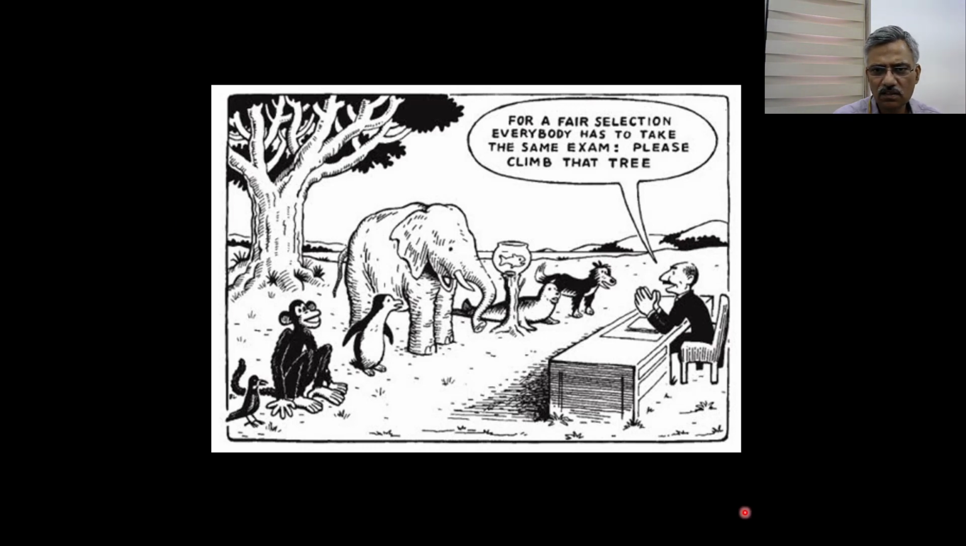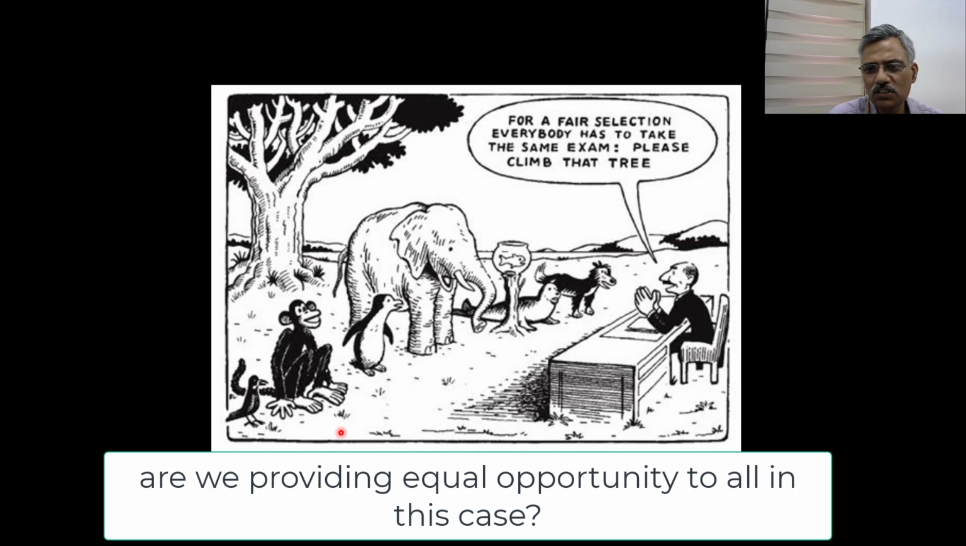Now see this picture again and the meaning of equal opportunity will again be clear. As we discussed in 14, reasonable classification is permitted, but this man doesn't understand and he asks all these probable candidates for a government job. He says that for a fair selection, everybody has to take the same examination. Please climb that tree. Now, if he is asking everybody to climb this tree, obviously most probably this person only will get a job. So this is not understanding equality.